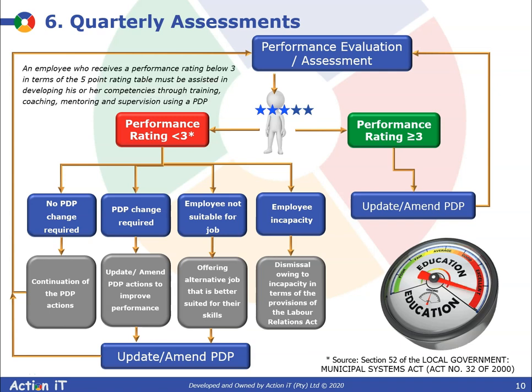The legislation requires that any employee that receives a performance rating below 3 in terms of the 5-point rating scale must be assisted in developing his or her competencies through training, coaching, mentoring, and supervision using a PDP.